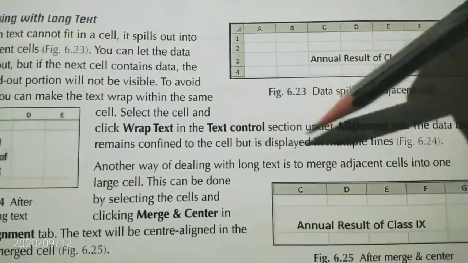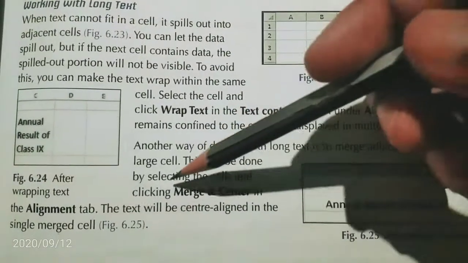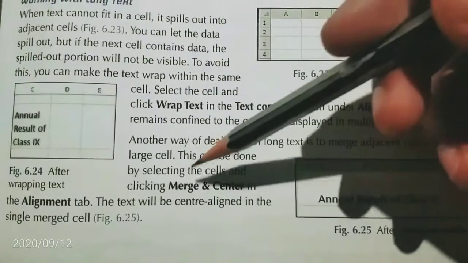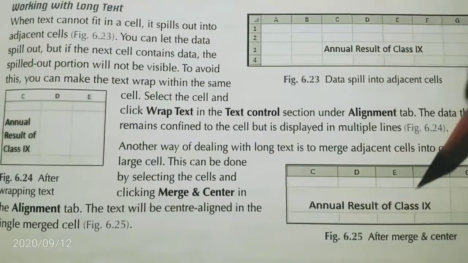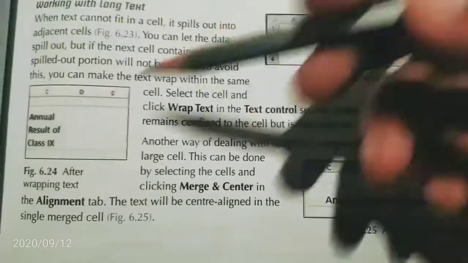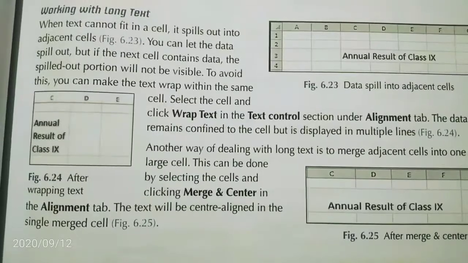Okay, another way of dealing with long text is to merge adjacent cells into one large cell. This can be done by selecting the cells and clicking merge and center in the alignment tab. So when you click on merge and center, this line will be written in one cell and in one line, not like this. Okay, so these two features are very important while writing.